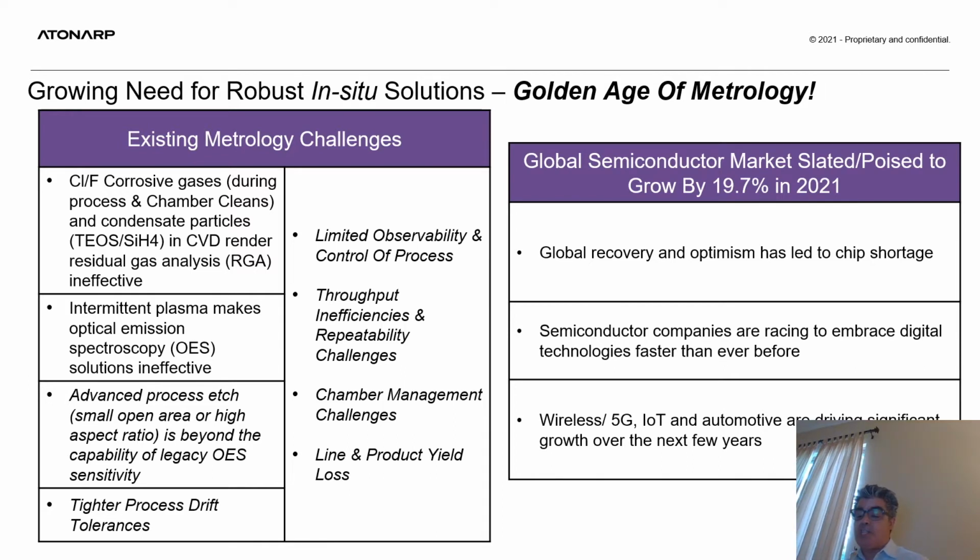First, let's talk about RGAs. Conventional residual gas analyzers cannot withstand either the corrosiveness of process gases such as fluorine and chlorine, or the excessive particle deposition in TEOS and silane processes, for example. These have drastic effects on sensor lifetime, which limits their deployment or potential deployment on production tools.